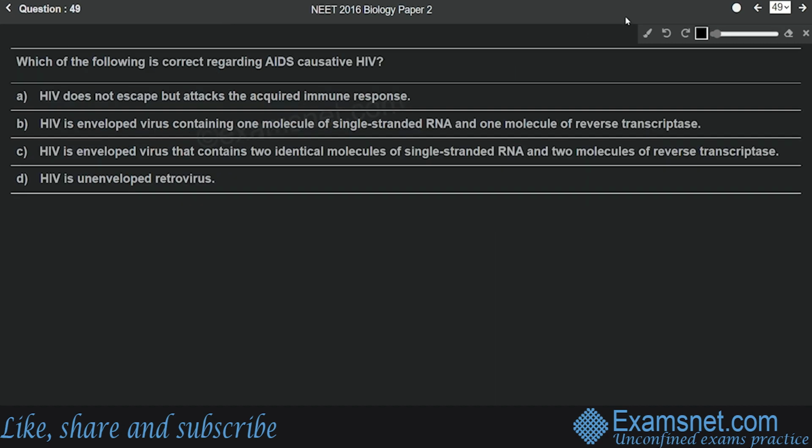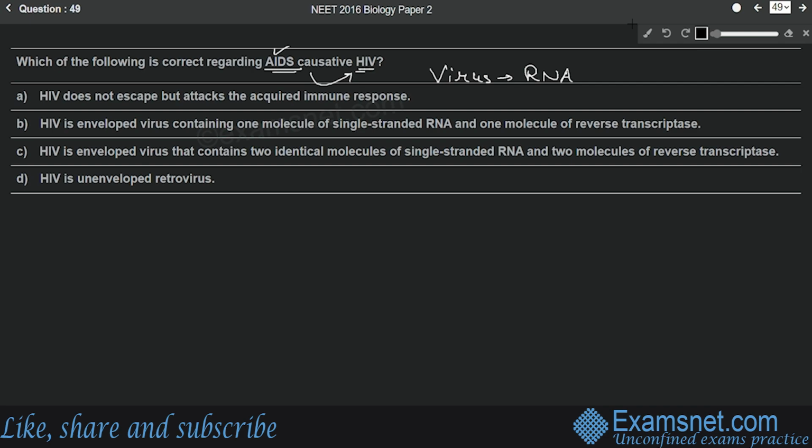Question number 49 is from the chapter Human Health and Disease, and the question is, which of the following is correct regarding AIDS causative HIV? So AIDS means acquired immunodeficiency syndrome, and it is caused by a virus known as human immunodeficiency virus, or HIV in short. Now, since it is a virus, we know that viruses have RNA as the genetic material. So HIV also has RNA as the genetic material.